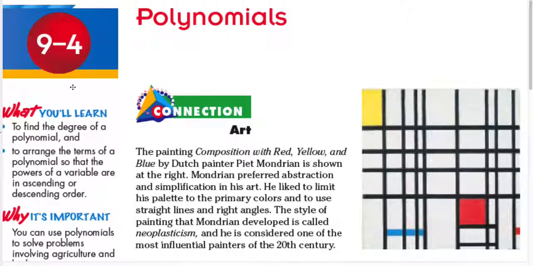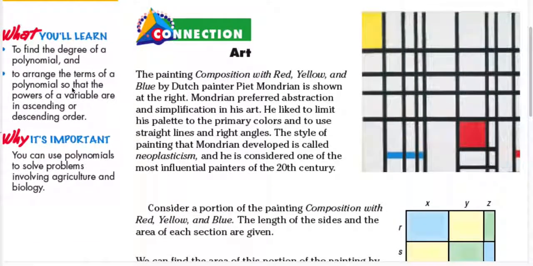In this lesson, you learn to find the degree of a polynomial and to arrange the terms of a polynomial so that the powers of a variable are in ascending or descending order. And why is it important? Because you can use polynomials to solve problems involving agriculture and biology. But right now, let's take a look at art.